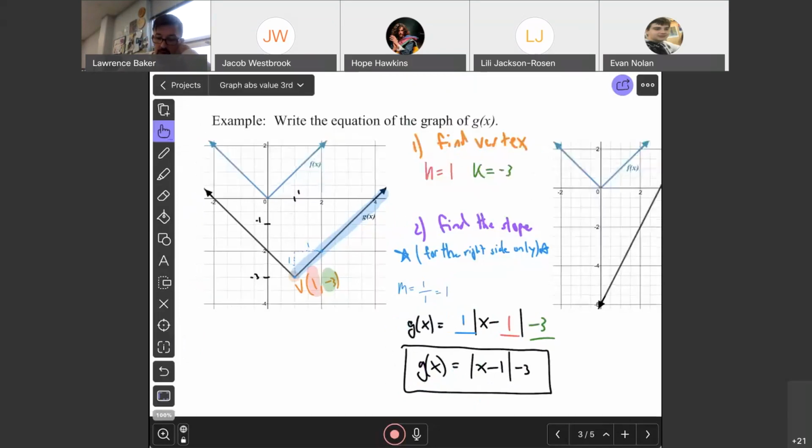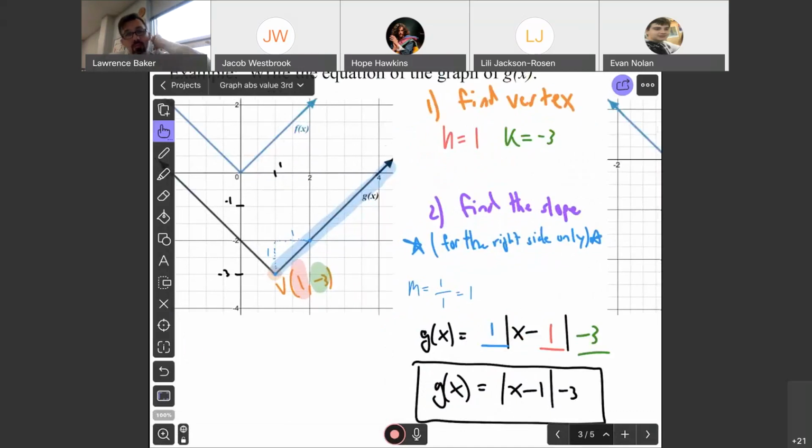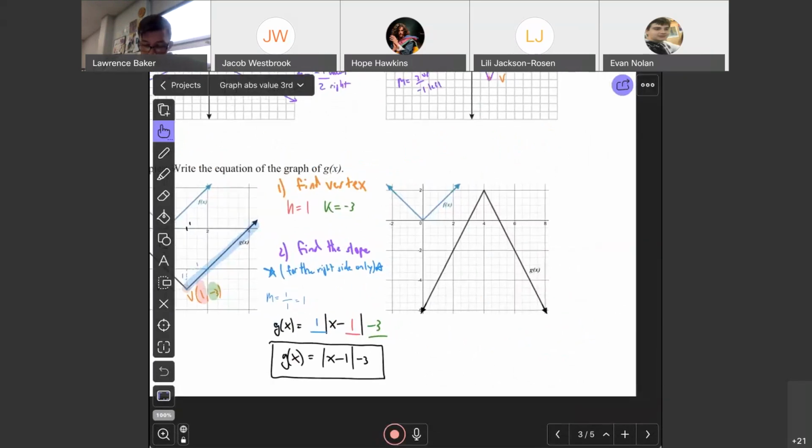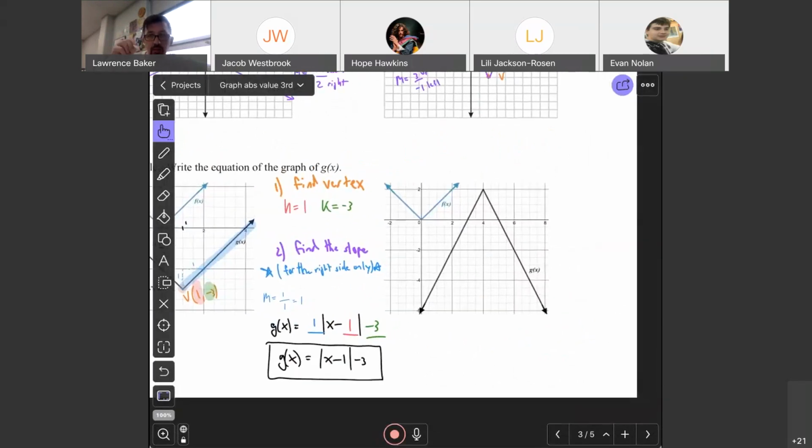Anything about how I did that you guys have a question about? I'm going to ask you guys to do that last one on your own. I want you to try the last one there. Again, remember the absolute value bars. You can use the ones that are right above your enter key on your keyboard.